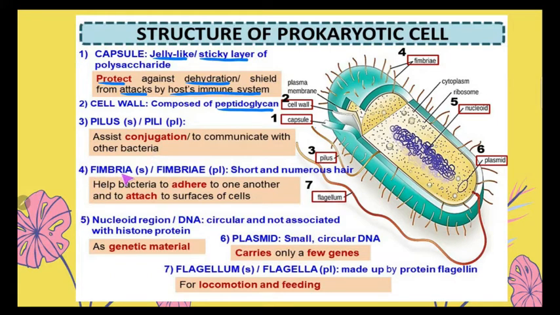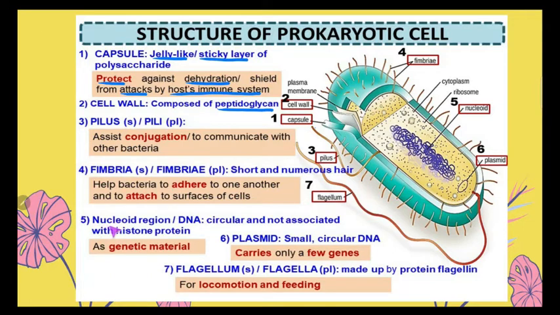Okay, next number 4 is fimbria, the singular, or fimbriae, plural. Something that is almost similar to pili, but it is shorter and has numerous hairs. Alright, so the function of the fimbriae is to help bacteria to adhere or to attach. Attach to where? To one another. Bacteria A and bacteria B, they are attached by fimbriae, or fimbriae is used to attach the bacteria to the surface of the cell. Okay, for attachment of the bacteria to the substrate or to the surface of cells.